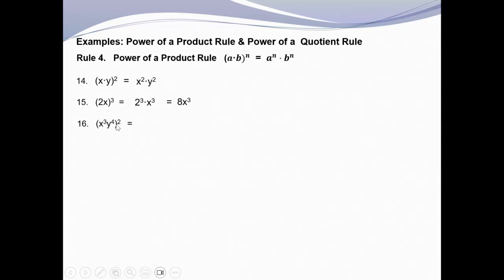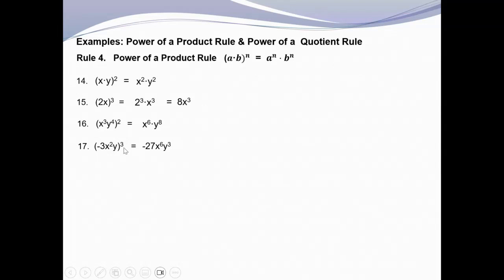This will give us x to the 6, y to the 8, because we're going to be multiplying. You multiply the 2 times 3 and the 2 times 4, because this is a power raised to another power. This will give us what? This will give us negative 3 to the third power, x to the 6, and y to the third power. Negative 3 to the third power will give us negative 27, because negative 3 times negative 3 times negative 3 will give us negative 27.